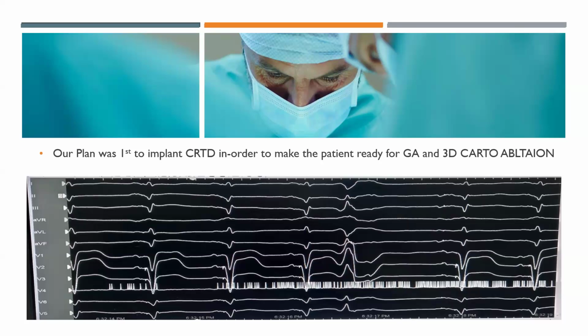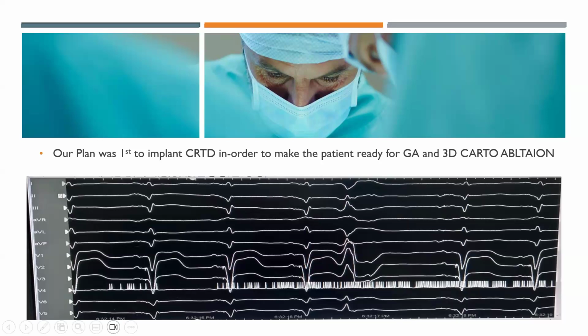So the first thing we did, we implanted a CRTD for two reasons. The first reason is he is in complete heart block and his heart rate is about 35 to 50. And second, because we will do ablation of VT under general anesthesia. This heart rate is not compatible with general anesthesia. So first, we implanted the CRTD successfully, as we can see, this is after CRTD.